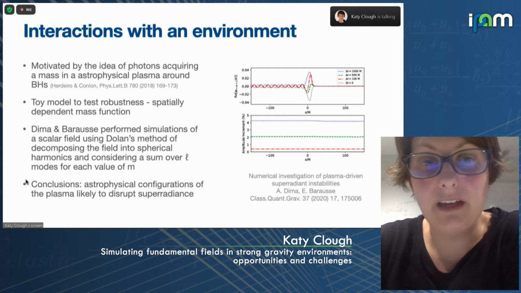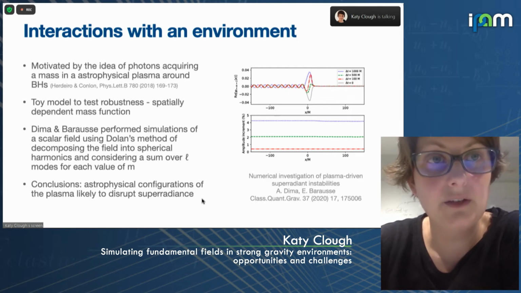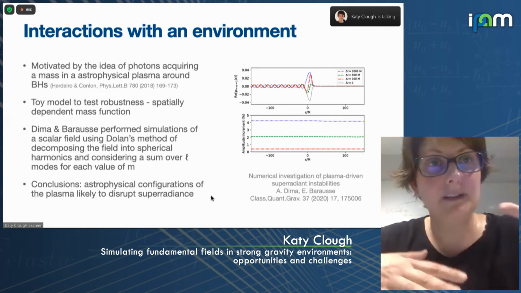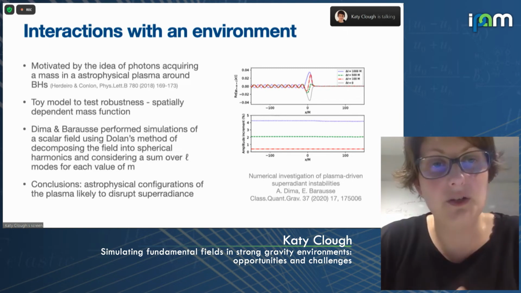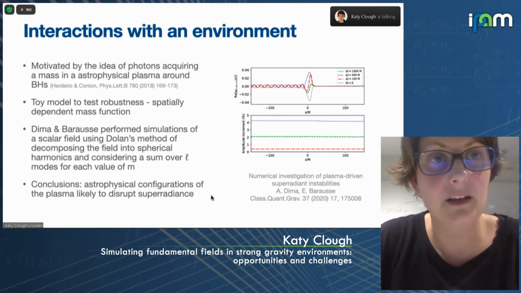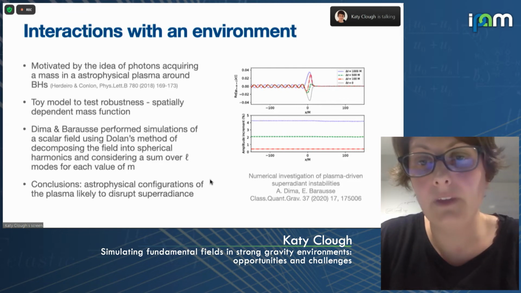And ultimately, their conclusion was that astrophysical configurations of the plasma are actually likely to disrupt this superradiance process. So even if you could think that you could start this superradiant process, ultimately these kind of spatial variations in the plasma, which will change the spatial variation of the effective mass, will basically cause superradiance to stop working.